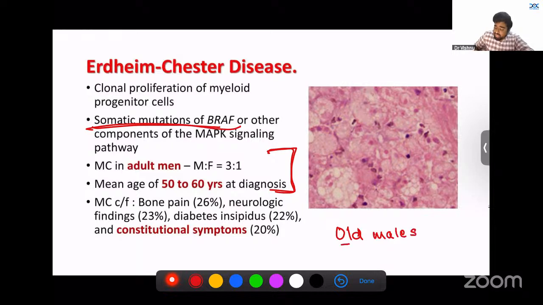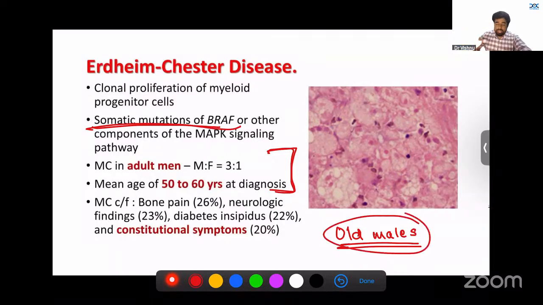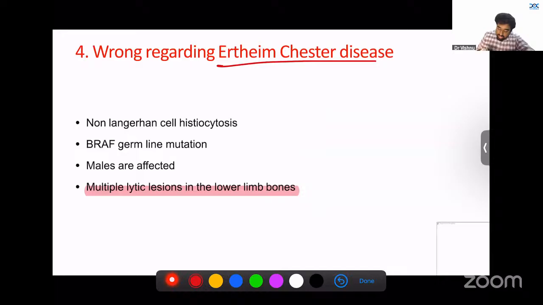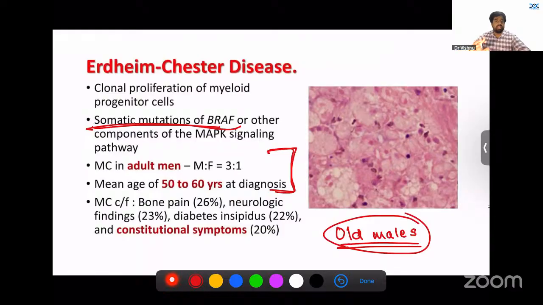If you remember, IgG4 disease is also seen in males slightly more than females, but there also it is elderly, 50 to 60-year-old is what is there. So the main symptoms here are neurological symptoms, bone pain, basically osteosclerosis occurs. So that was basically the wrong statement here. Multiple lytic lesions was mentioned. It is sclerotic. It's an osteosclerotic disease that can cause neurological abnormalities, bone pain, diabetes insipidus, constitutional symptoms. Obviously, these are the main manifestations that do occur.